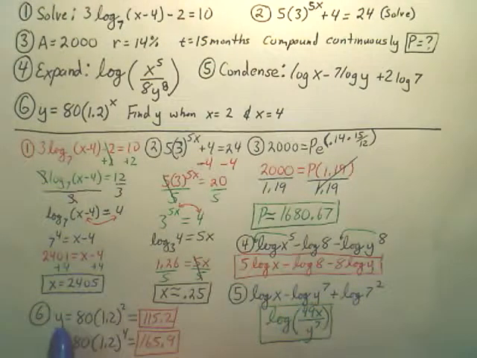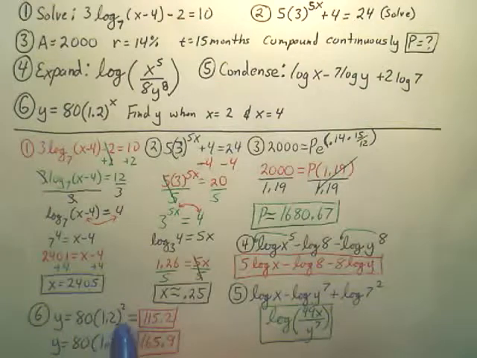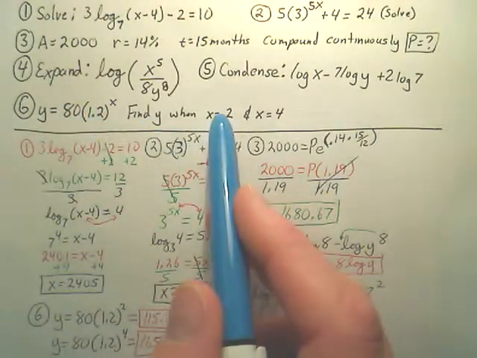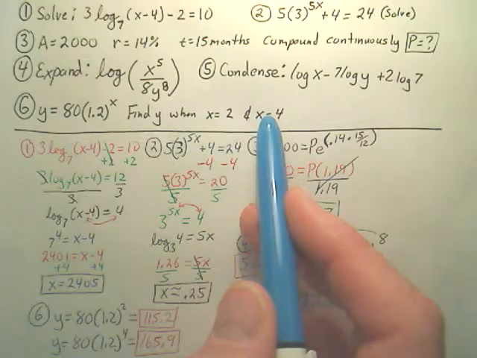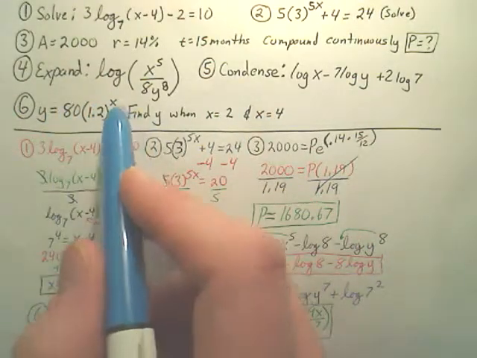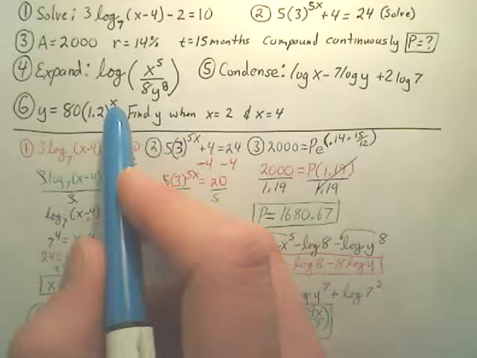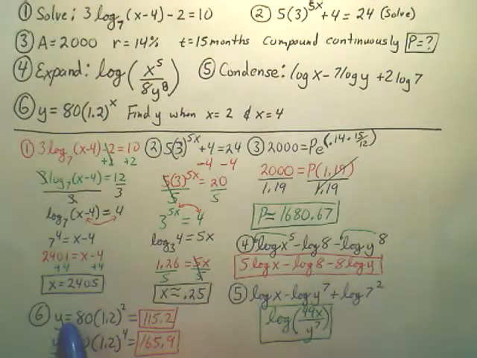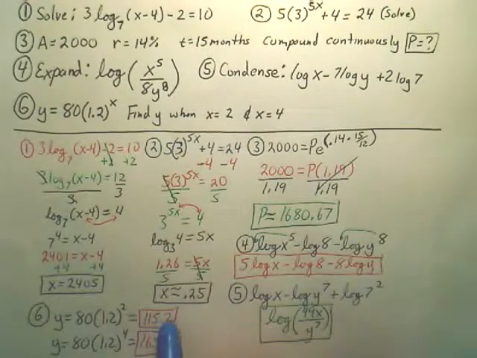Number 6 is right here. What we're going to do is here we're going to plug in 2 for x and 4 for x. So you take this equation. When you plug in 2, you just do it on the calculator. Plug in 4, do the calculator, you get 115.2. Here you plug it in, you get 165.4.